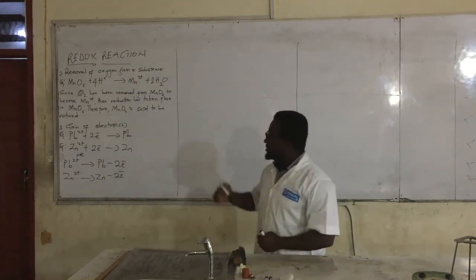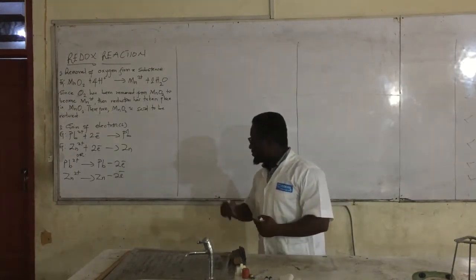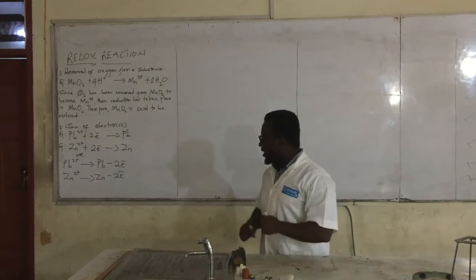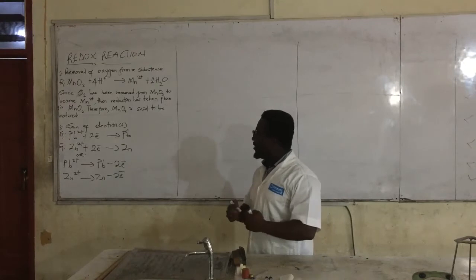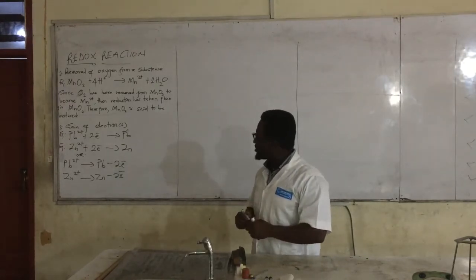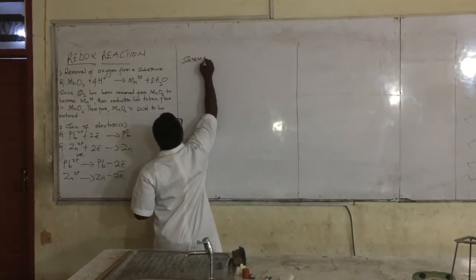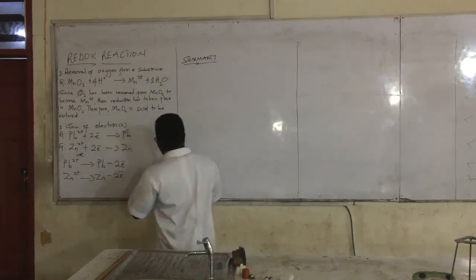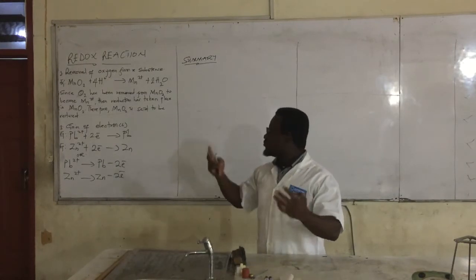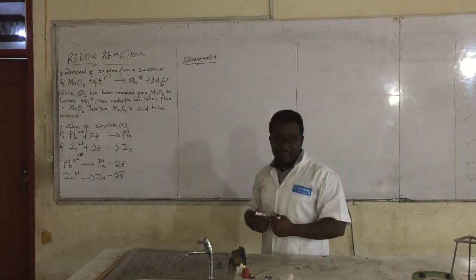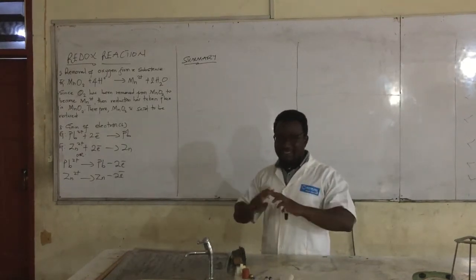Now we have looked at the 3 ways to explain the reduction process, and we have been able to make very simple conclusions. Now the summary of the redox reaction, the first part of the redox reaction. In summary, we have come to understand that we have 2 processes that take place in redox reaction, and these processes occur simultaneously.